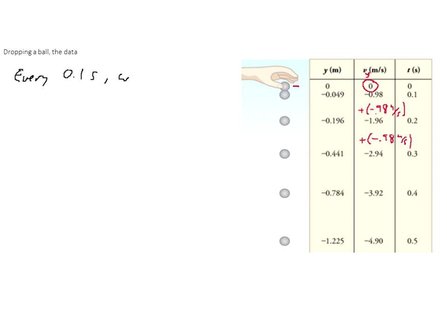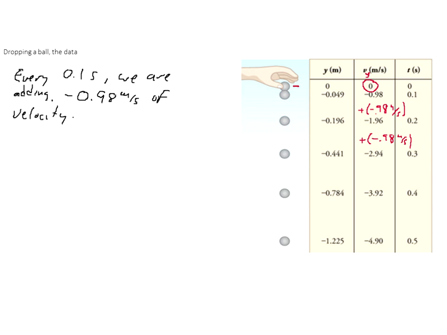So every 0.1 seconds we add negative 0.98 meters per second of velocity. Now, as we do that, the velocity, of course, is increasing.